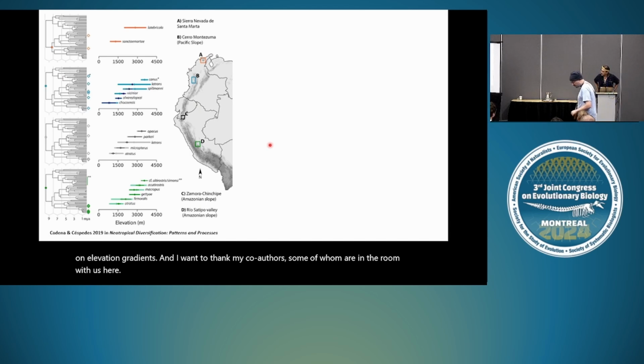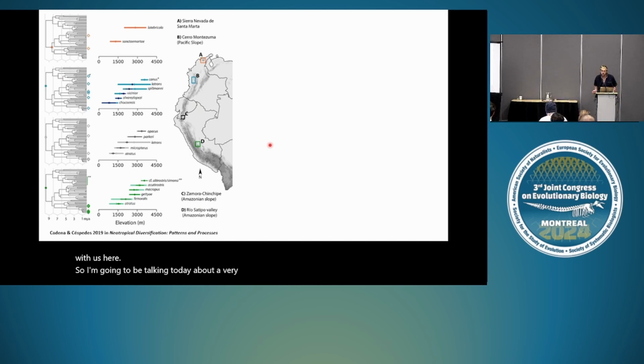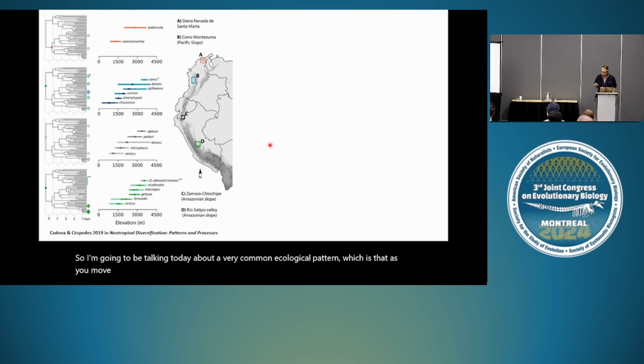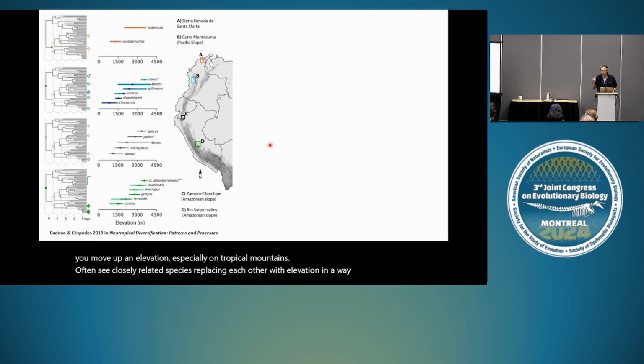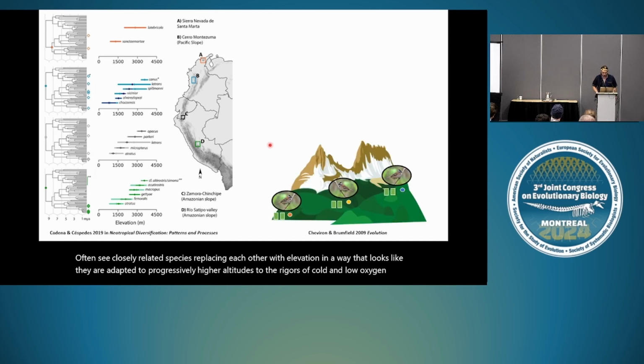So I'm going to be talking today about a very common ecological pattern, which is that as you move up in elevation, especially on tropical mountains, you often see closely related species replacing each other with elevation in a way that looks like they are adapted to progressively higher altitudes, to the rigors of cold and low oxygen that come with living at higher altitude.